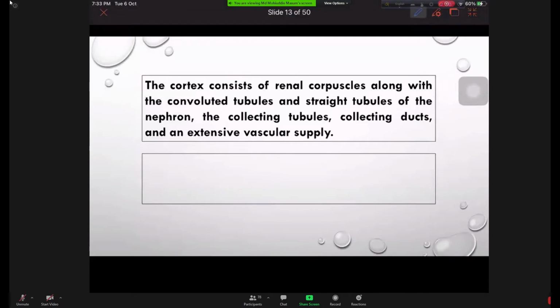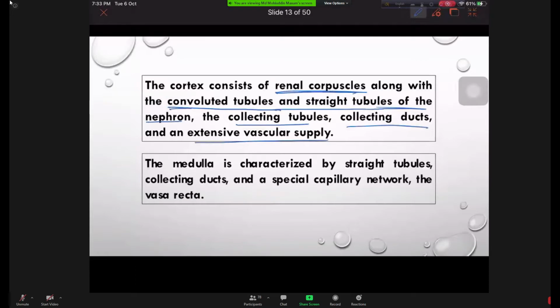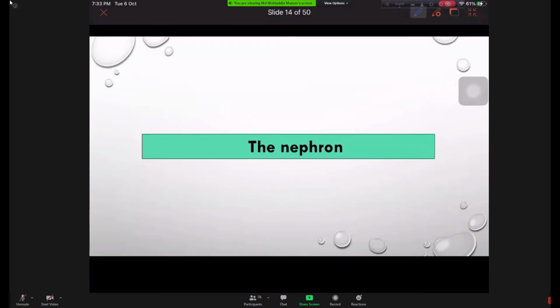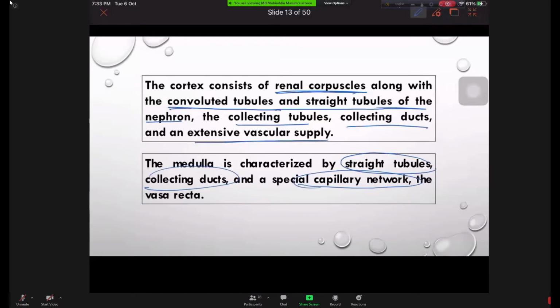So now, the composition of the renal cortex. The cortex will consist of the renal corpuscle along with the convoluted tubules and straight tubules of the nephron, and some collecting tubules, collecting duct, and vascular supply, whereas the medulla will contain the straight tubule, collecting duct, and the capillary network. This term is very complicated. At first, we will see some figures of the nephron, then we will come again to this slide to see the composition of the renal cortex and renal medulla.